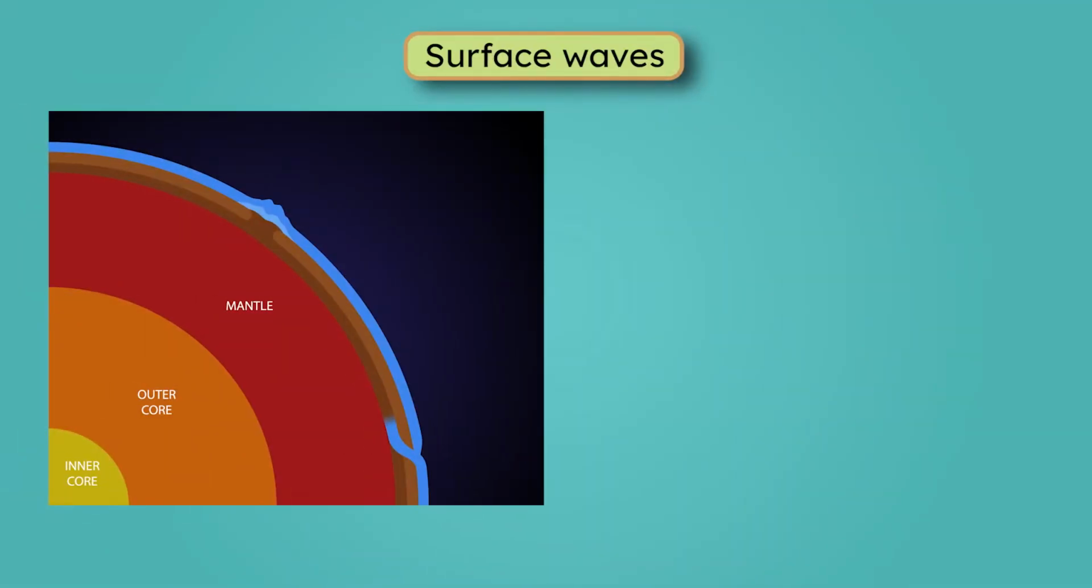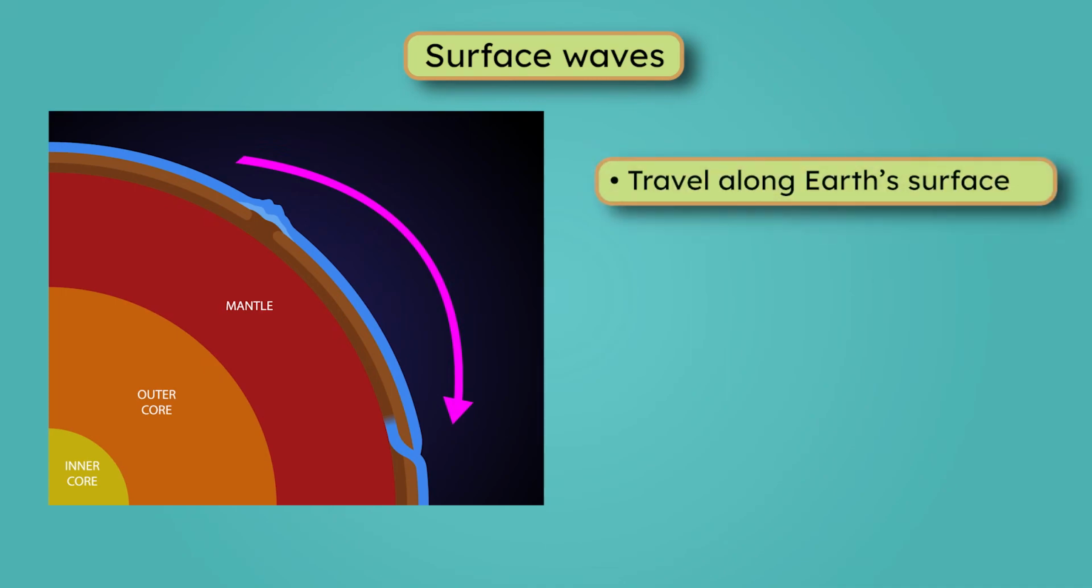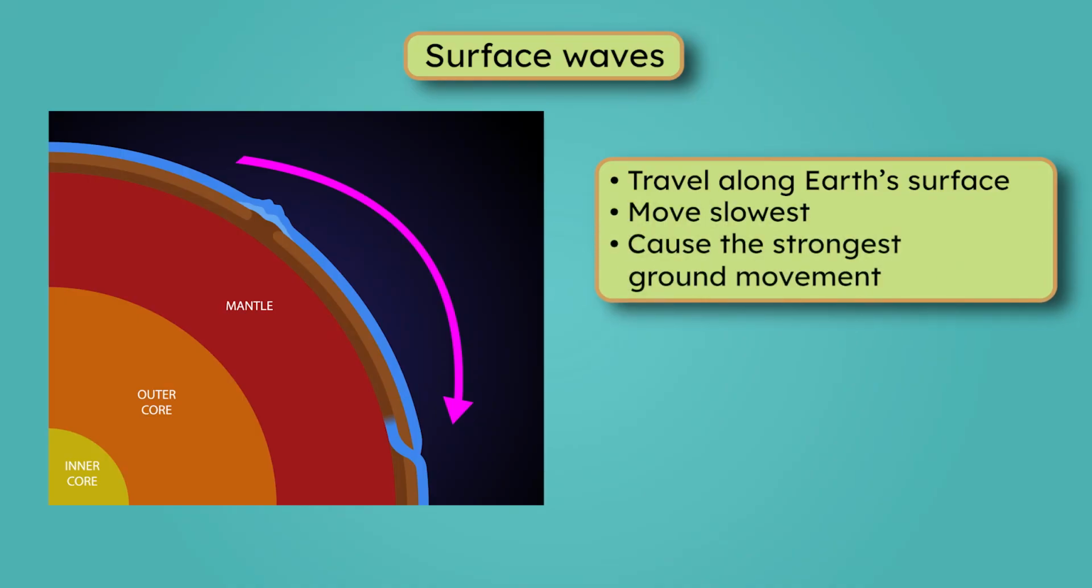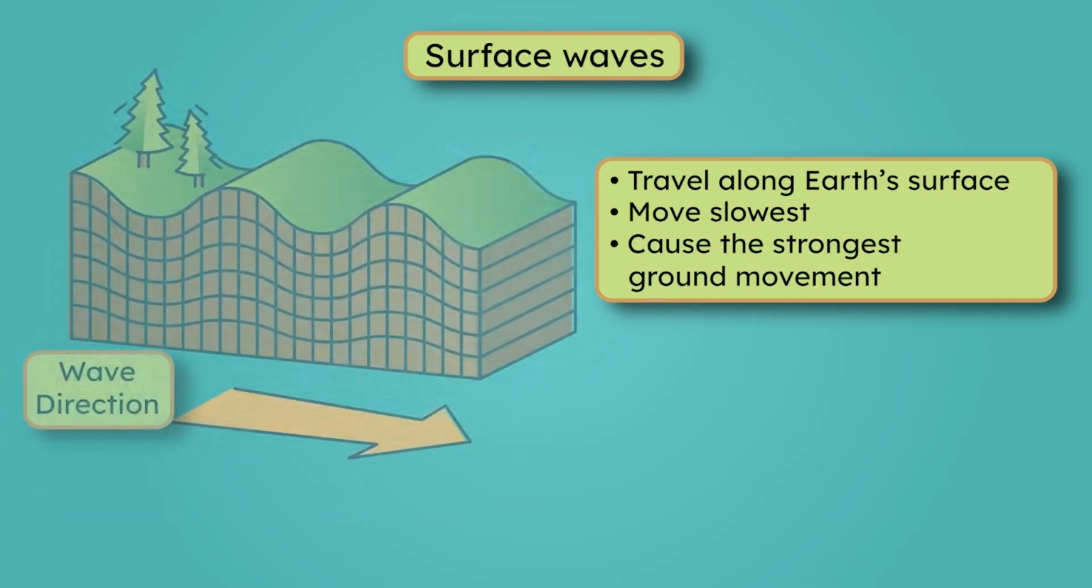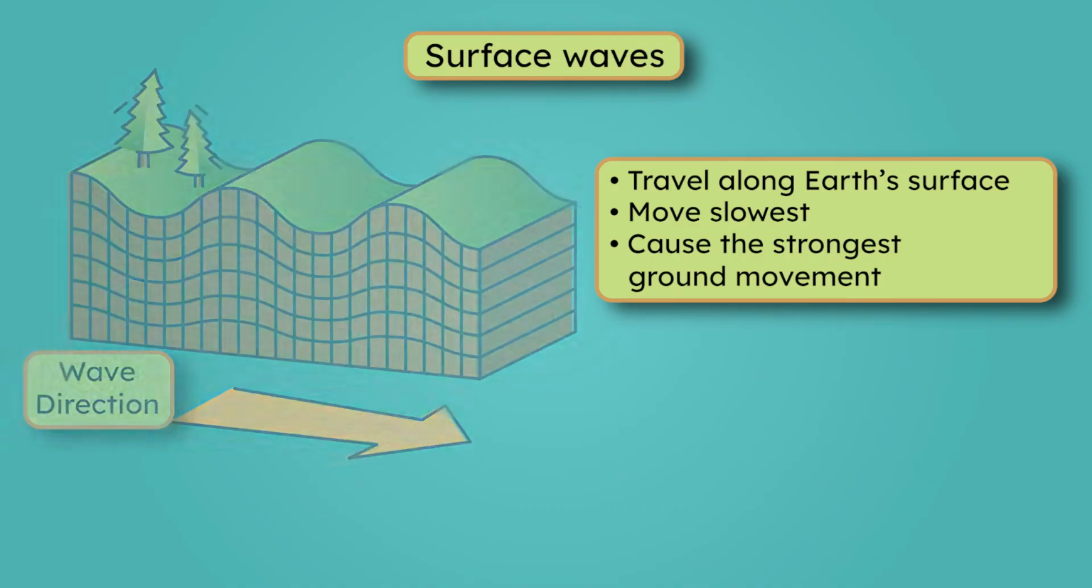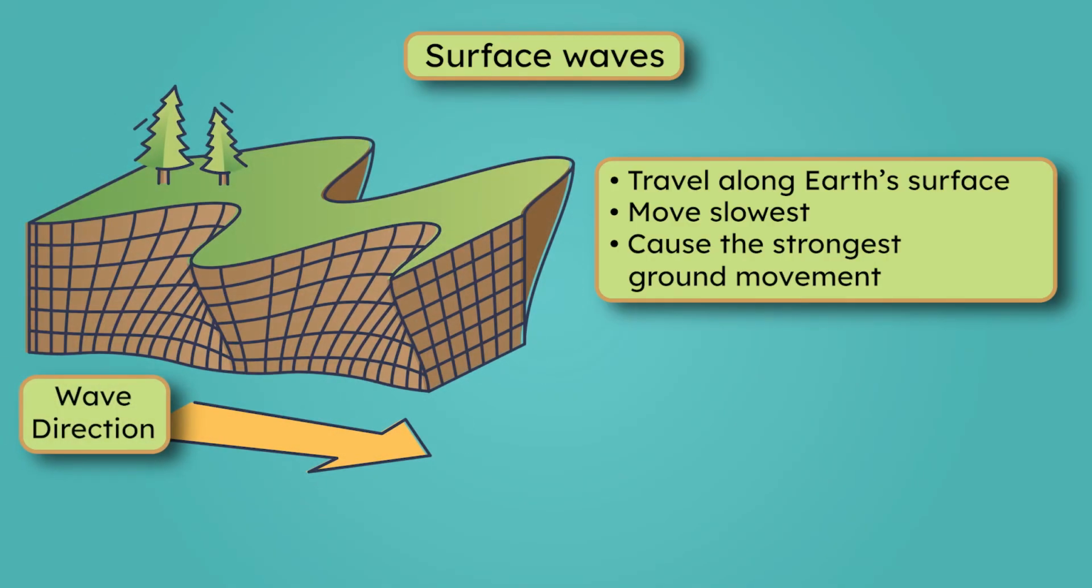The third type is surface waves. Surface waves travel along Earth's surface rather than through its interior. They move more slowly than P and S waves, but they usually cause the strongest ground movement at the surface. Some surface waves move in a rolling motion, like ocean waves, while others move the ground side to side. That strong shaking is what causes most of the damage during an earthquake.